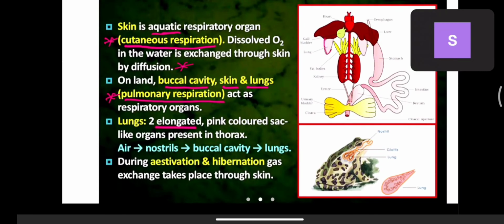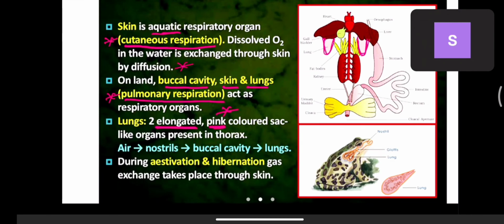So see here, this is the structure of the lung. This is the first one and this is the second one. That is the shape of the lungs. So two elongated, pink colored, sac-like organs present in the thorax. What is the color of these lungs? Pink colored lungs. So they are present somewhere in between the head and the trunk.